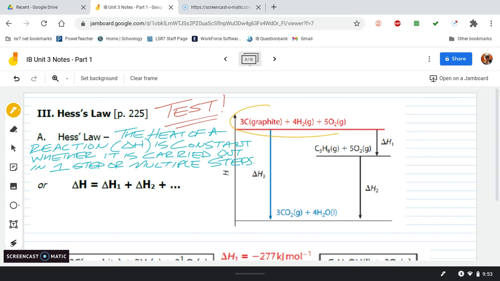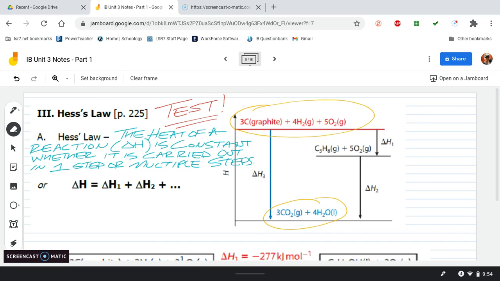And so if we're here and we're going to go here, if we go in one step, then the answer of delta H would be delta H3 because it's the difference from here to here. And so that value would be your delta H. Or we could do it in two steps. We go from here to here, and then we go from here to here. So if you do it in one step or you do it in two steps, the answer is going to be the same. So let me just put some fake numbers on here.